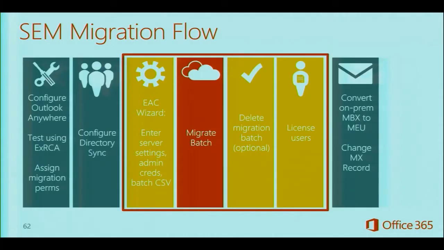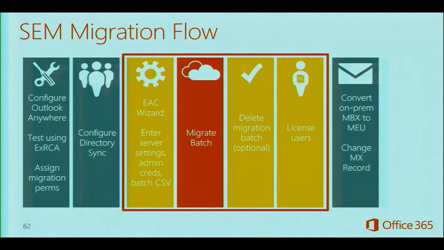So you'll start by doing things like configure Outlook Anywhere. If you're not already using Outlook Anywhere, that means enabling it. It may also mean obtaining a certificate from a public CA. Again, it's got to be a public CA. You cannot roll your own in this case.